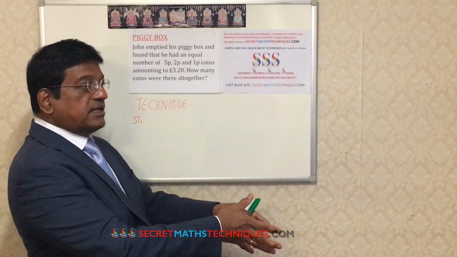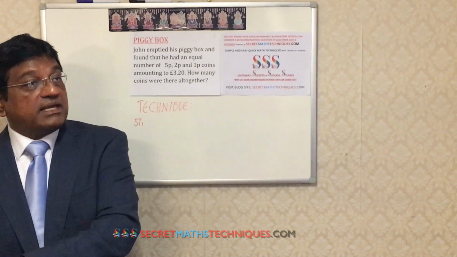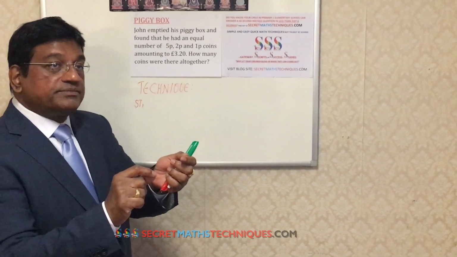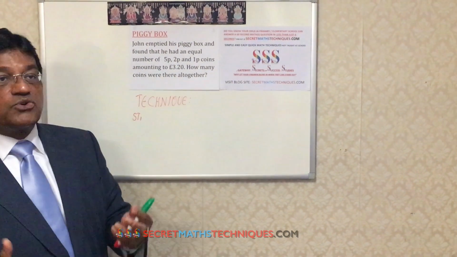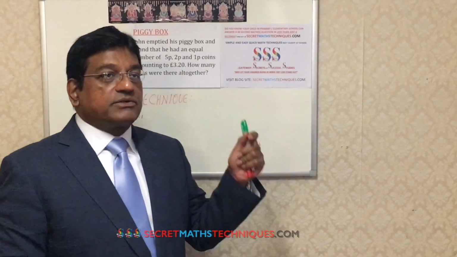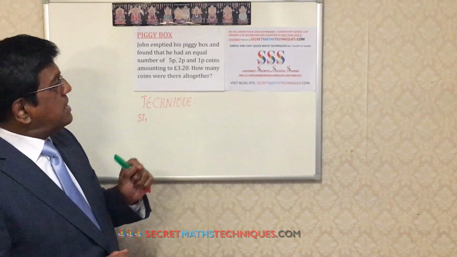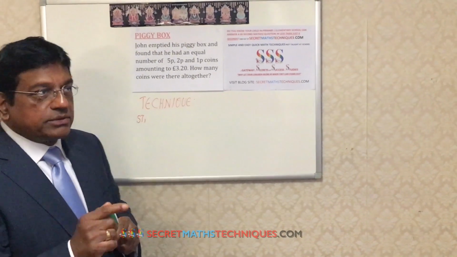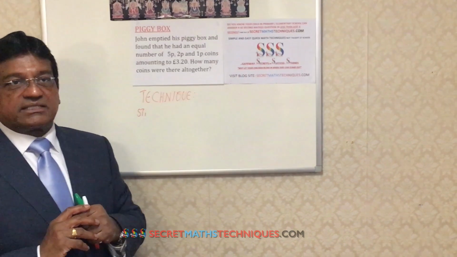So you had 30 5p coins, 30 2p coins, and 30 1p coins as well. Then he said, when I totaled it up in my mind, my child, it came to £3.20. So you got £3.20 to spend out of opening this piggy bank. Now the question asked is, can you tell me, my child or my student, how many coins were inside the piggy bank altogether?